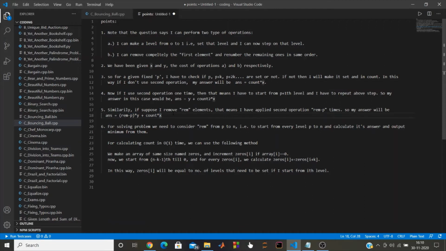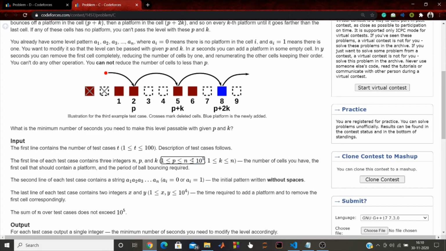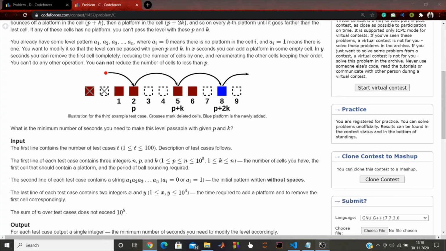So my question boils down to this: I need to calculate every possibility from p to n. If I start from each level, what will be my cost, and for every level I have to calculate its count also. Since the number of elements in my array is less than or equal to 10 to the power 5, I have to do it in linear time.